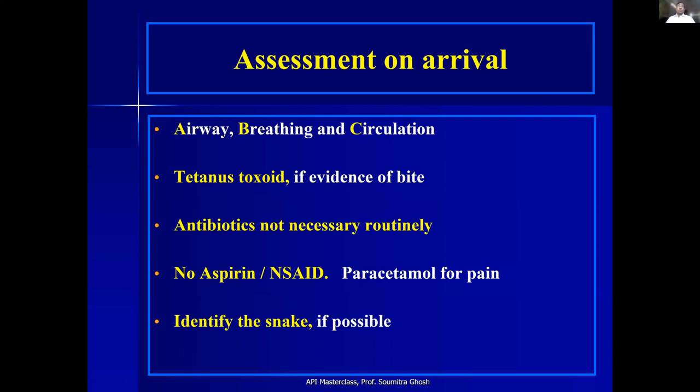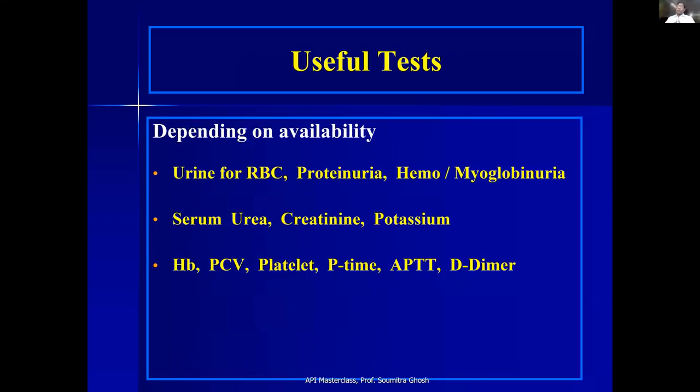Identify the snake if possible. Sometimes if they do not bring the snake, it is not possible. And while they are being bitten, they cannot just go for catching the snake. So it is not possible. You'll have to identify the snake by the clinical features. Sometimes they bring the snake, and we'll have to identify it. And that is why we have learned the characteristic features and physical appearances of the snakes. Depending on the availability, there are useful tests to be done.